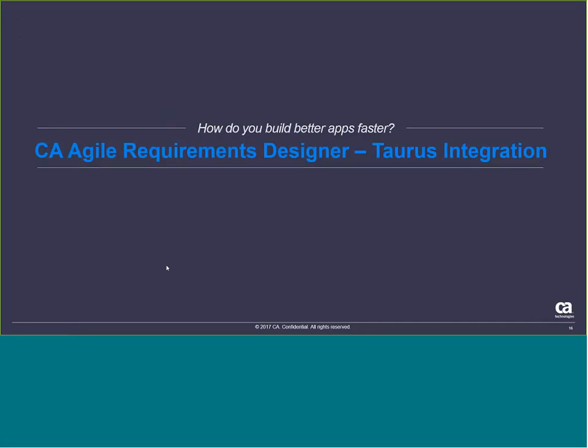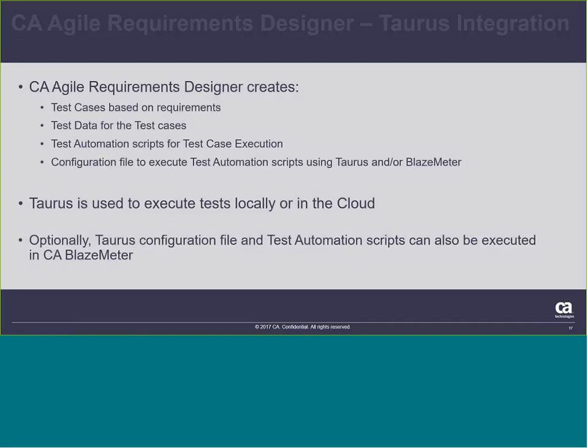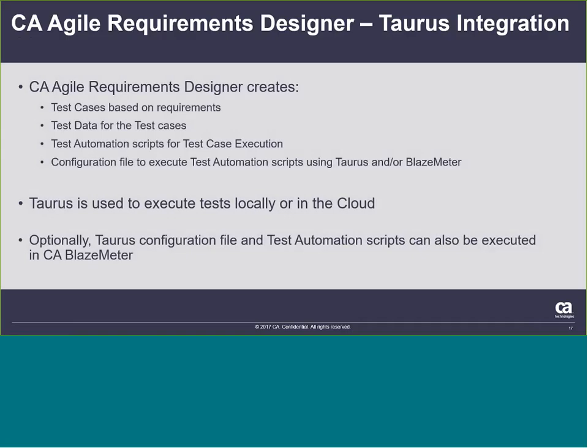So CA Agile Requirements Designer Taurus Integration, it is basically what it does. CA Agile Requirements Designer helps you create test cases based on requirements that you define in Jira or other tools. And it also helps create test data through integration with the Test Data Manager for your test cases so that you can get fit-for-purpose test data.